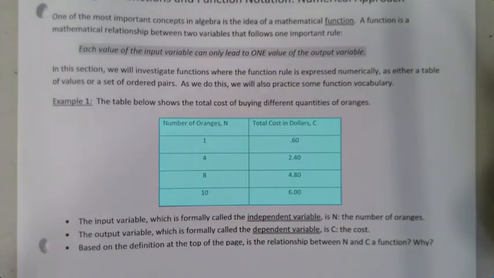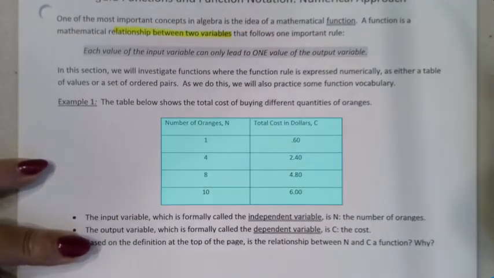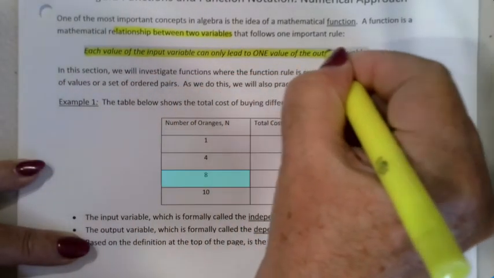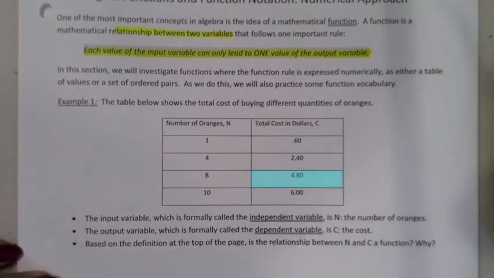All right, so I've kept saying this word function over and over again. What exactly is a mathematical function? Well, a function is a relationship between 2 variables that follows just one really important rule. Each value of the input variable can lead to just one value of the output variable. Every input has exactly one output. So, in this section, we're going to take a look at how this rule is expressed numerically, and I'm going to start with the table of values here in example 1.